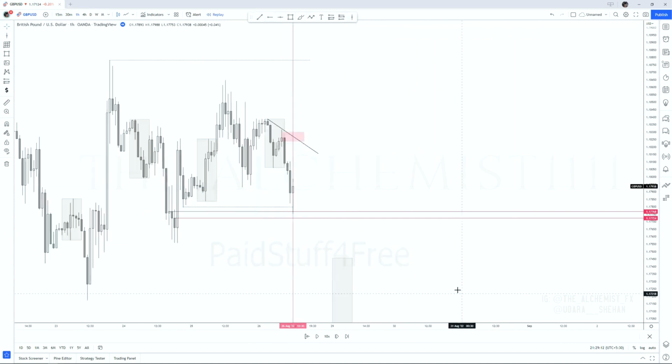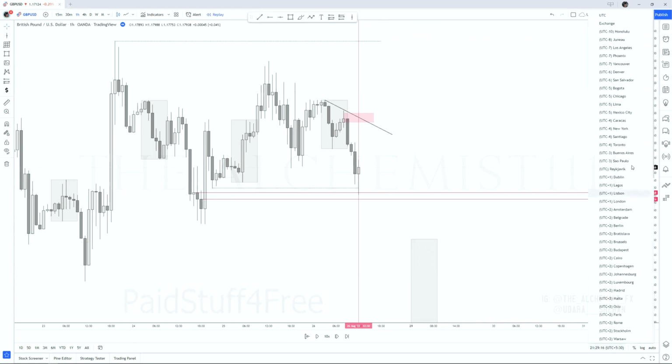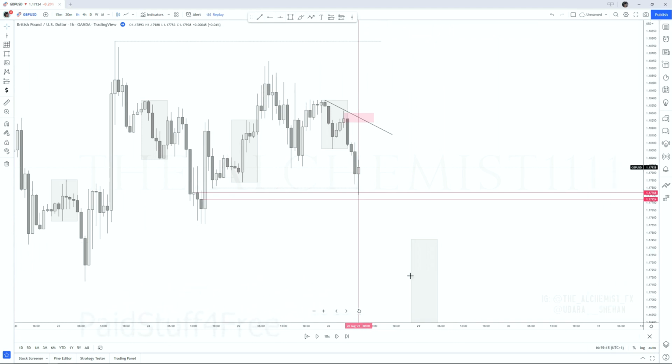This is London Open. Okay, so 12:30 p.m. is when London opens for me. Like if I set it to London time, you can see that is at 8 a.m. Can you see it? Right at 8 a.m. London time, a sweep of the Asian low. Okay, a sweep of the Asian low.